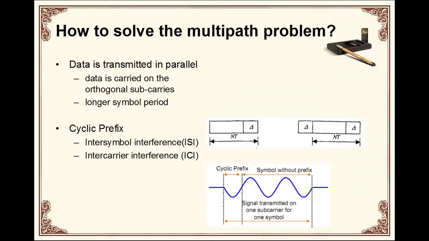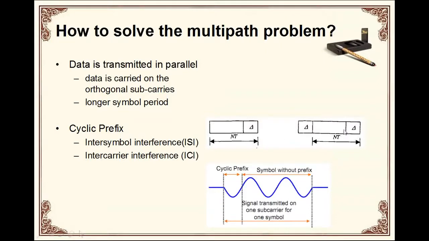Second, the cyclic prefix. The cyclic prefix is the amount of uncertainty allowed for the receiver to capture the starting point of a symbol period, such that the result of the FFT still has the correct information.